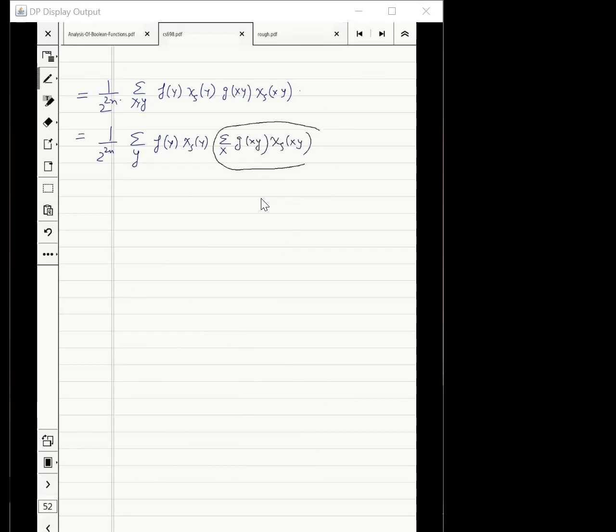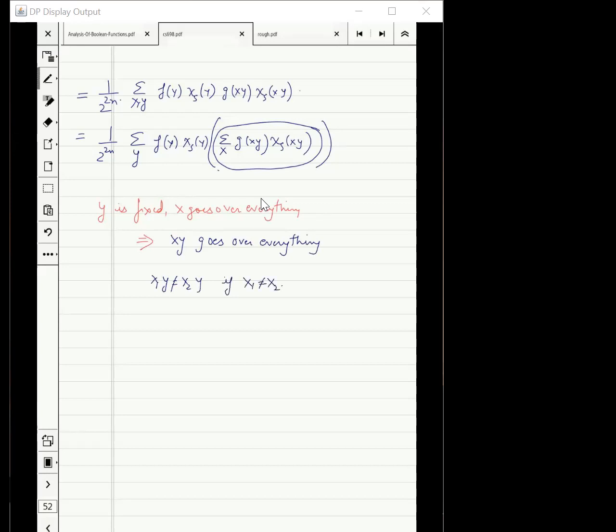What can I say about this thing? See, y is fixed now, right? If y is fixed and x goes over all the inputs, what happens to xy? What values will xy take? All the values. Correct. Y is fixed. X goes over everything. This implies xy goes over everything. You can easily check this, right? Basically, what I'm saying is that x1y cannot be equal to x2y if x1 is not equal to x2. Very, very simple to check.